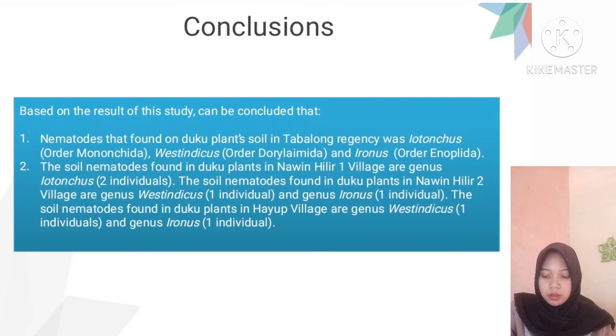Conclusion. Based on the results of the study, it can be concluded that the nematodes found in Duku plant soil in Tabalong Regency were Eotylenchus from the order Monhysterida, Westindenchus from the order Dorylaimida, and Ironus from the order Enoplida. The soil nematodes found in Duku plants in Nomenhillers village are genus Eotylenchus; in another village are genus Westindenchus and Ironus; and in Hayu village are genus Westindenchus and Ironus.